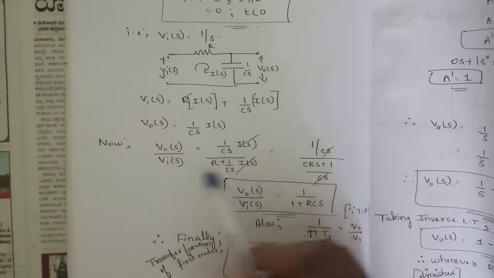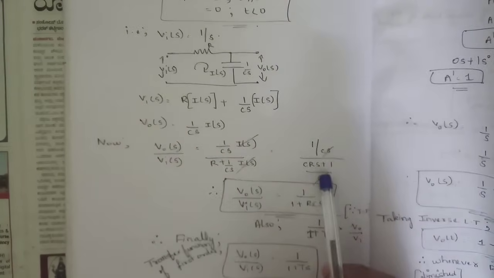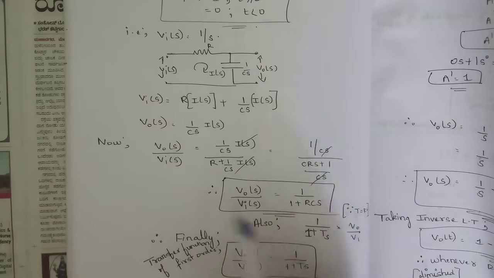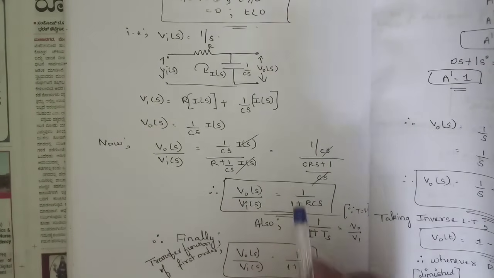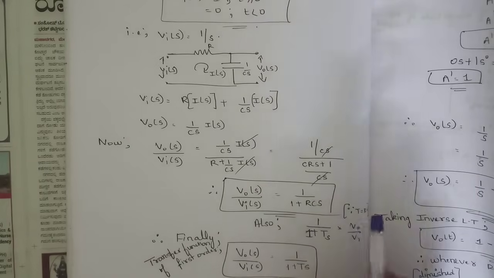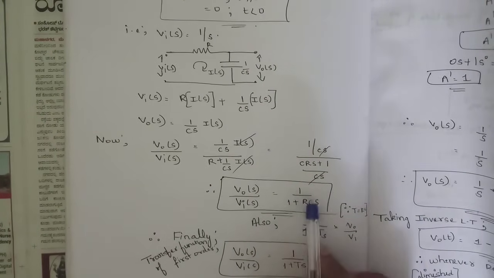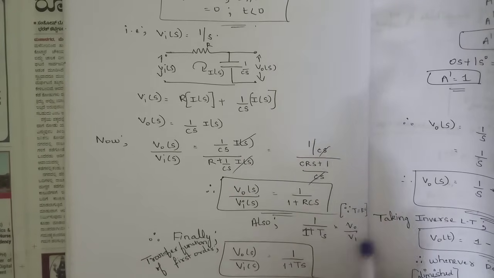In the denominator, take the LCM and solve: 1 by Cs divided by (RCs plus 1) divided by Cs. Here Cs gets cancelled. So the transfer function Vout by Vi is 1 divided by 1 plus RCs. Since we know that T is equal to RC, the time constant, we can replace RC by T, so Vout by Vi is 1 divided by 1 plus Ts.